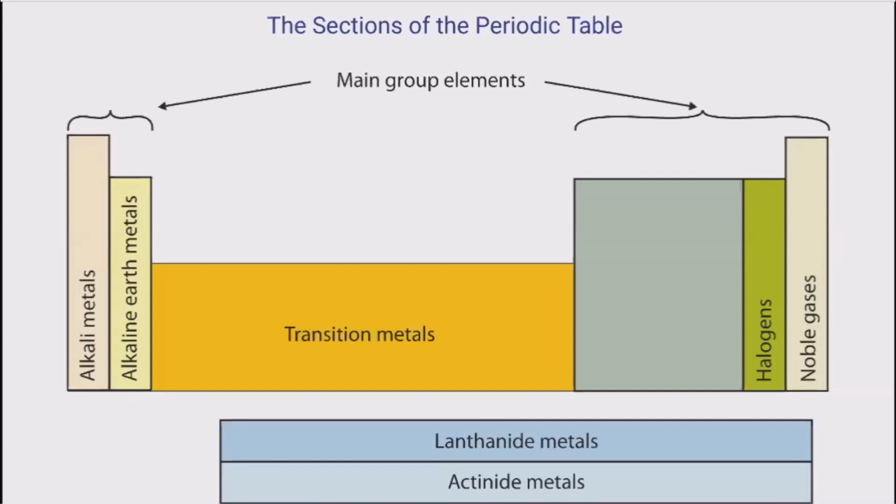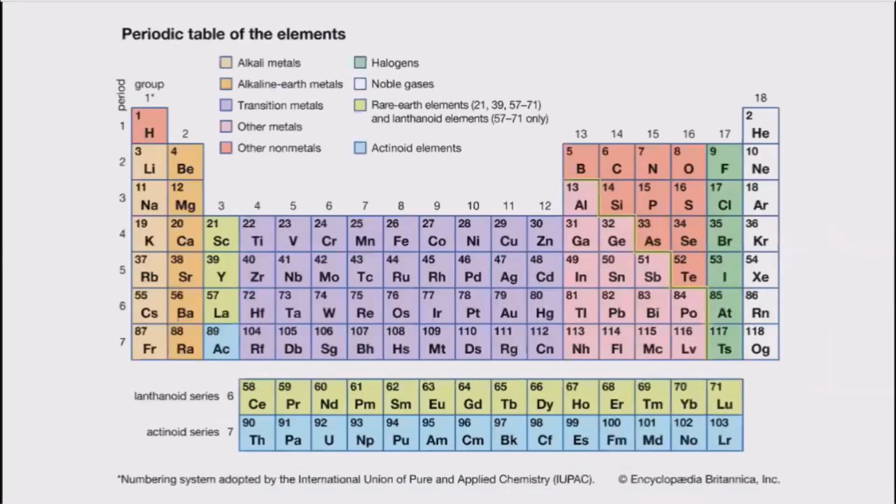And most of the sections are based off columns, right? So they're going up and down. Going from left to right is alkali metals and alkaline earth metals, transition metals, then halogens, and then noble gases. And at the bottom are some extra metals that we don't really use a whole lot, but there are lanthanide metals and actinide metals. And each of these sections acts similarly.